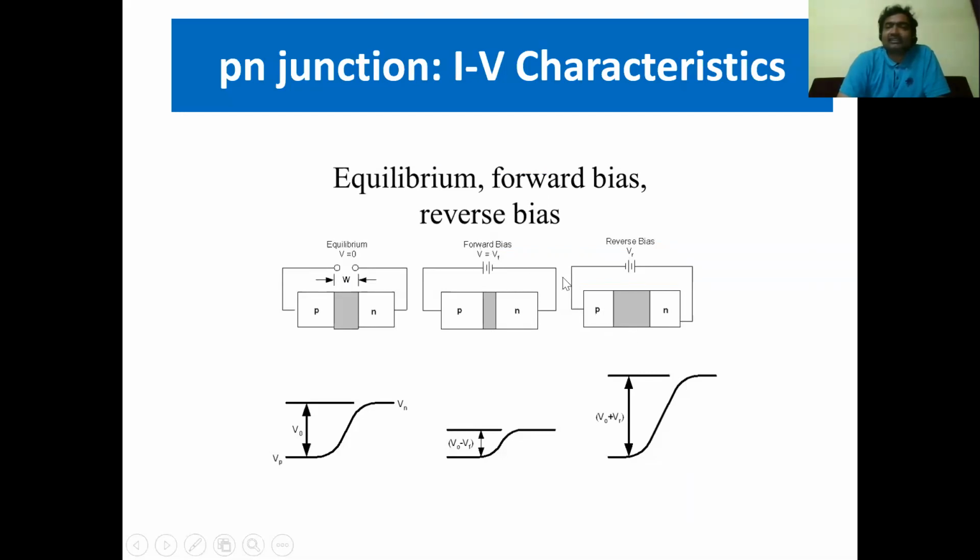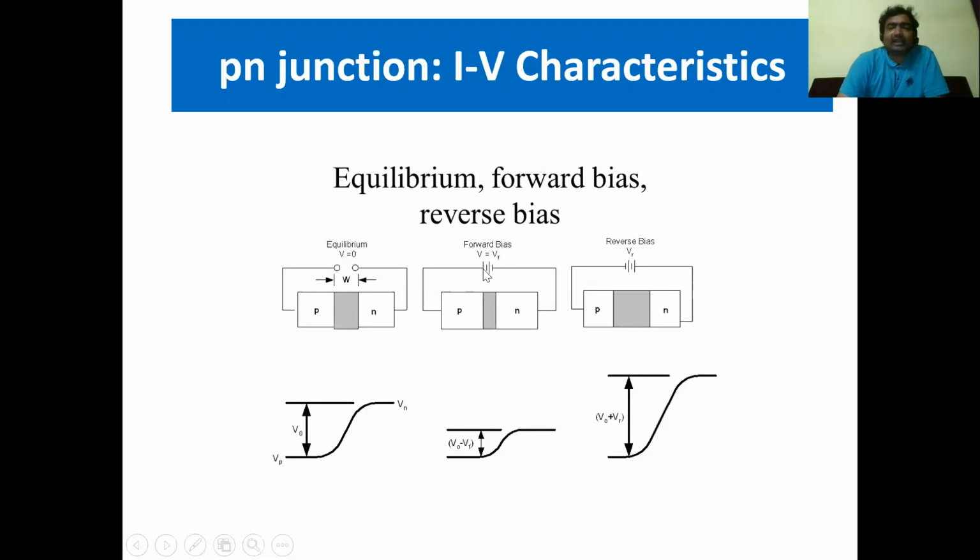When P region is connected to negative terminal of the battery and N region is connected to positive terminal of the battery, then particular situation is called as a reverse biased condition. Here you can clearly observe when there is no biasing condition, there exists contact potential. So V naught is the barrier potential or potential barrier voltage V naught.